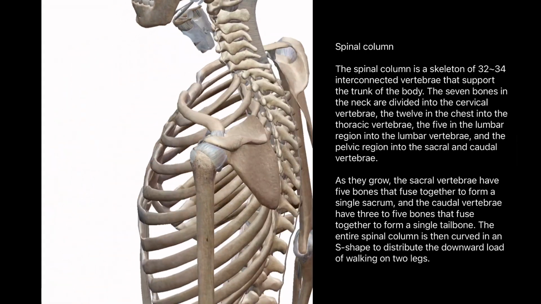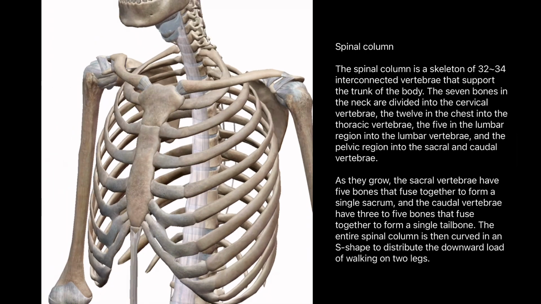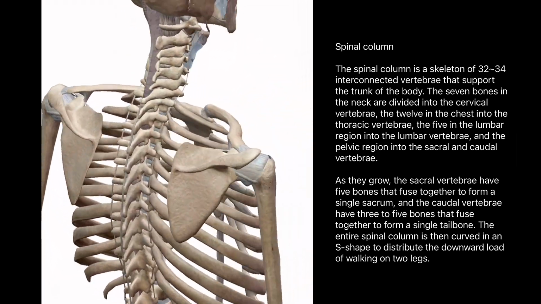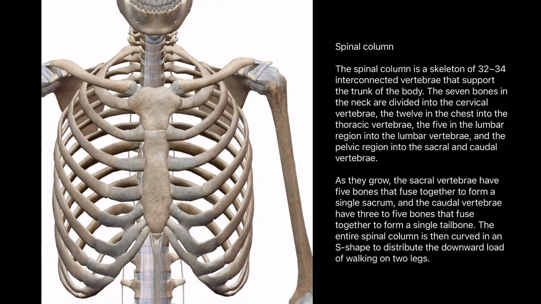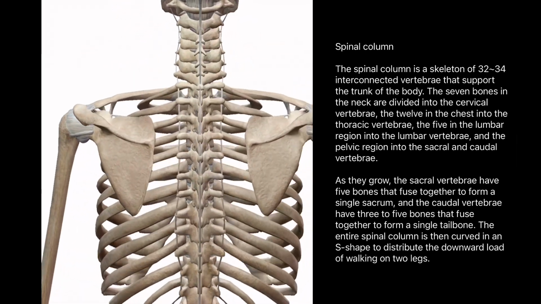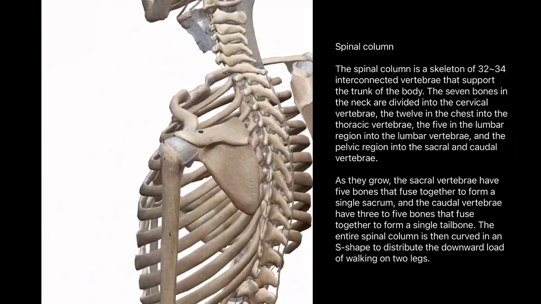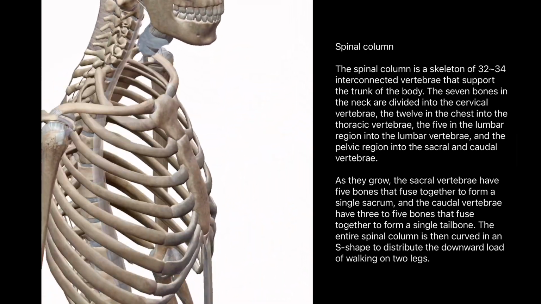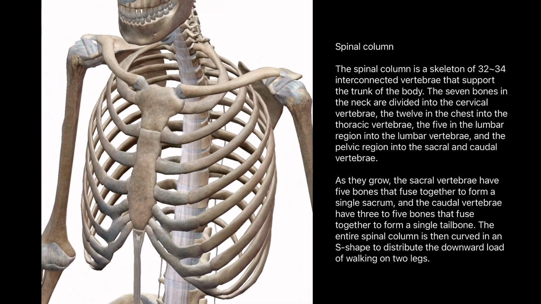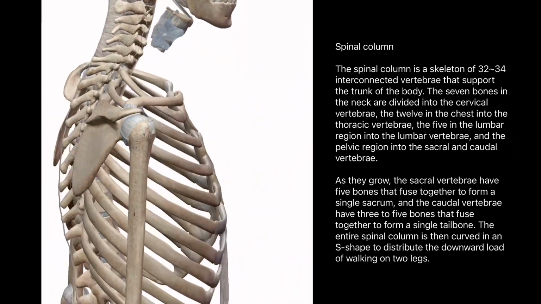Spinal column. The spinal column is a skeleton of 32-34 interconnected vertebrae that support the trunk of the body. The 7 bones in the neck are divided into the cervical vertebrae, the 12 in the chest into the thoracic vertebrae, the 5 in the lumbar region into the lumbar vertebrae, and the pelvic region into the sacral and caudal vertebrae. As they grow up, the sacral vertebrae have 5 bones that fuse together to form a single sacrum, and the caudal vertebrae have 3 to 5 bones that fuse together to form a single tailbone.